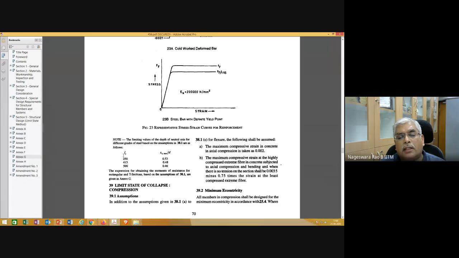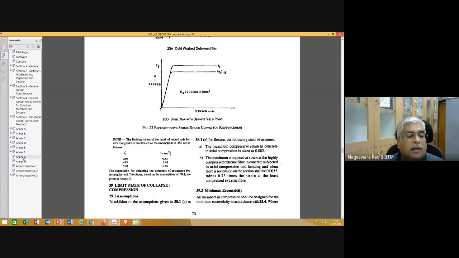Both are the same. For a given type of steel, because that equation is a function of only Fy. So if it is Fe 250 steel, Fy is 250. Fe 415 steel, Fy is 415. Fe 500 steel, then it's going to be 500 Newton per mm square, MPa. Substitute that and you are going to get these quantities rounded off to the second significant digit.